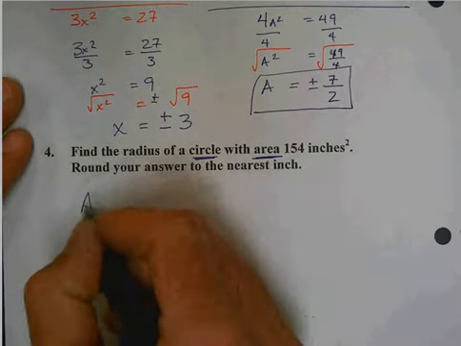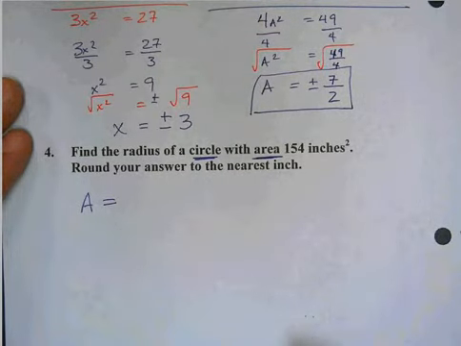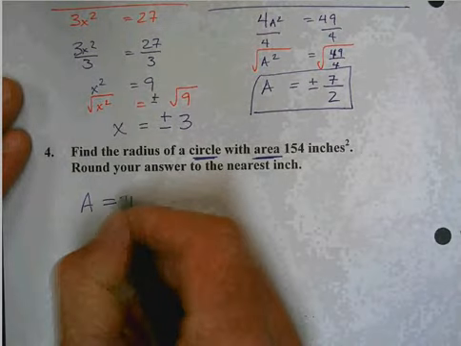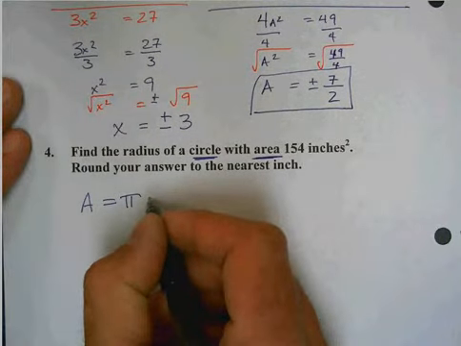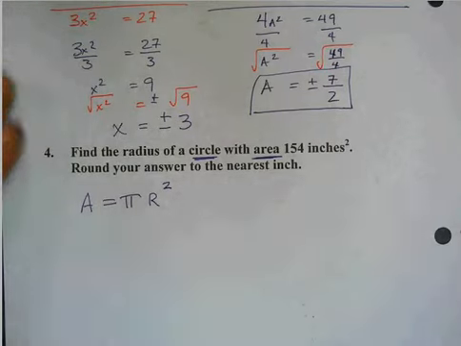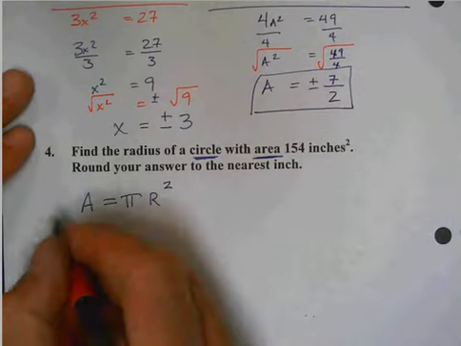It's a pretty simple formula. What is that formula? Abby? It's pi times something. Pi times radius squared. Pi times radius again. Pi r squared. So it says the area is 154 inches. So let's replace the A with 154.